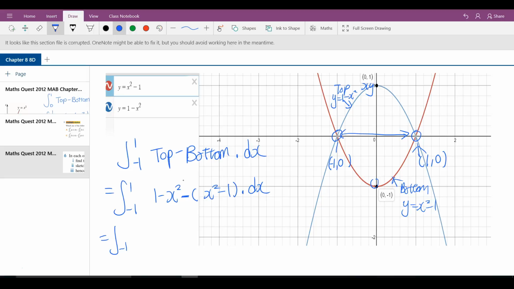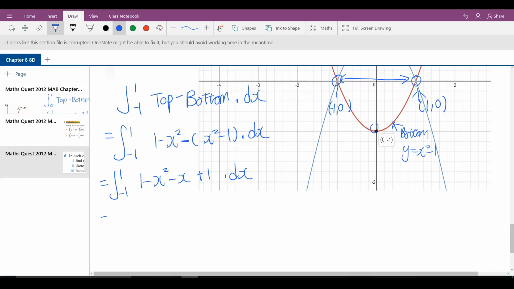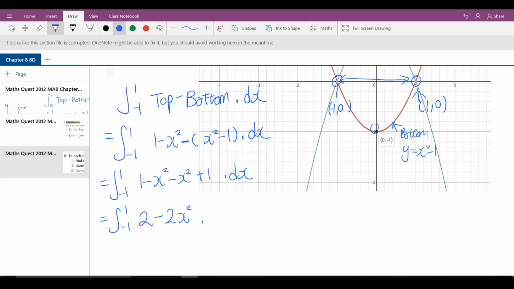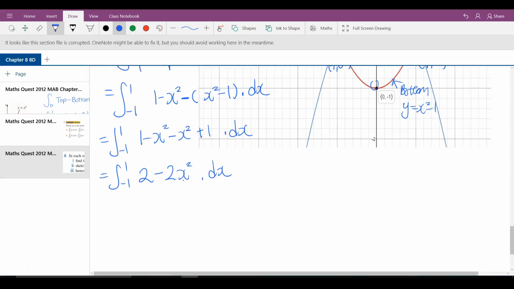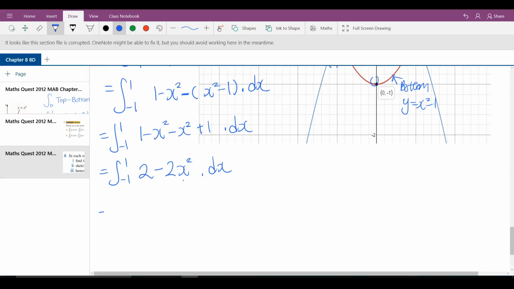Alright, so let's expand the bracket. So 1 minus x squared minus x squared plus 1. Right? And we can do some tidy up in there. So it becomes 1 plus 1 is 2. Negative x squared, oh, I forgot the x squared here. Negative x squared minus x squared is 2 lots of negative x squared. Right? Alright, now we can start integrating. So 2 becomes 2x minus 2x squared becomes 2x cubed over 3 from -1 to 1.